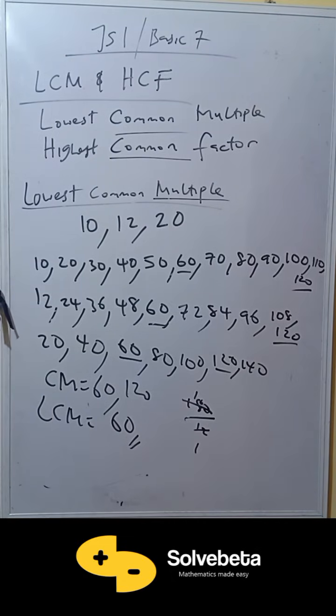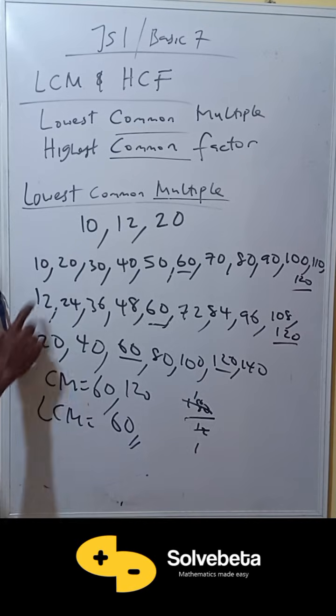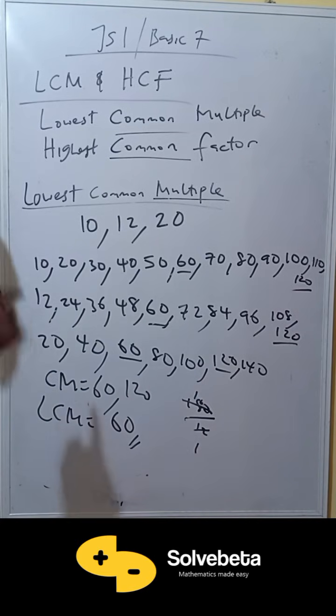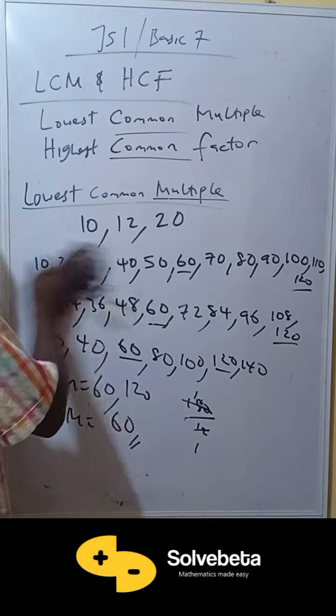Let me go to another number. 60 times 10, 600. 600 can be divided by 10, 600 can be divided by 12, 600 can be divided by 20. Please note that it will help you later in future. That's why you need to understand the principle behind this and not look for formulas. So that's the property of common multiples of numbers that you need to know.